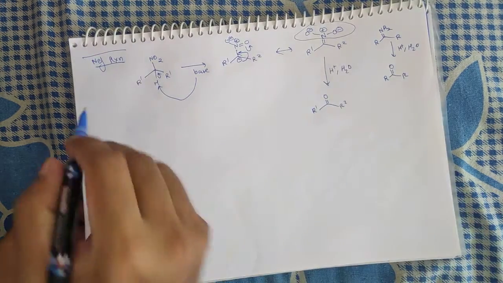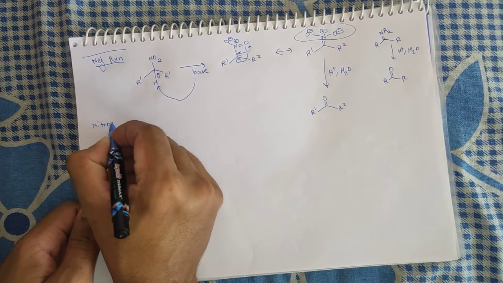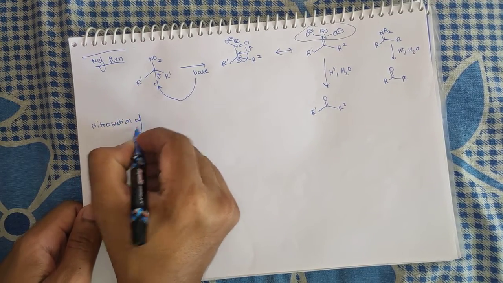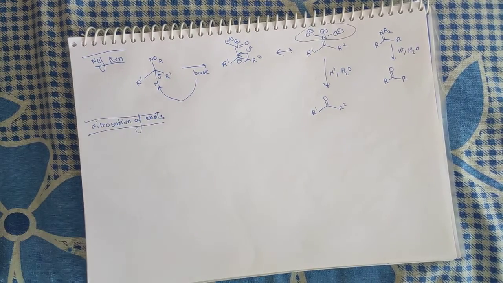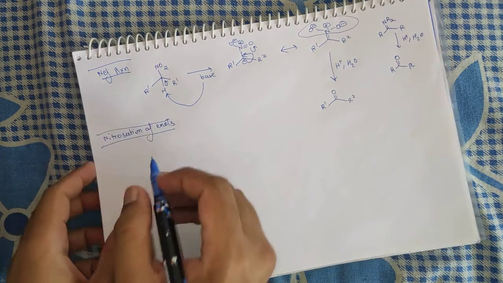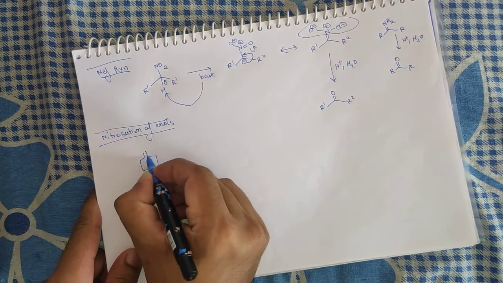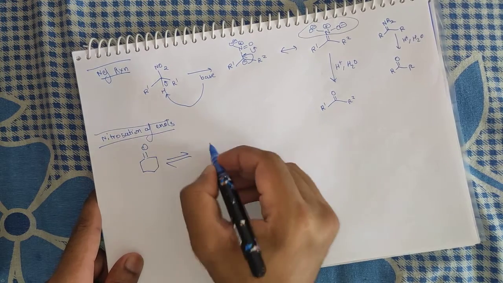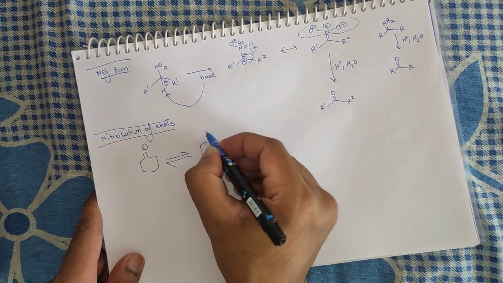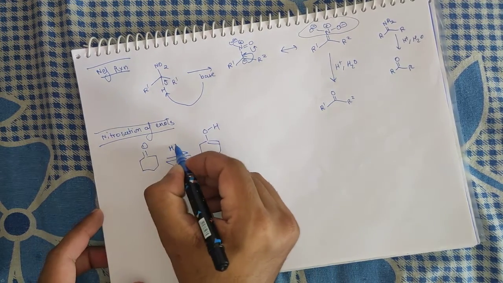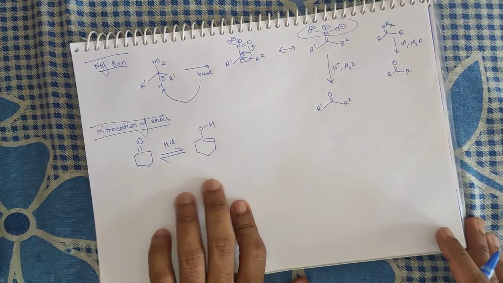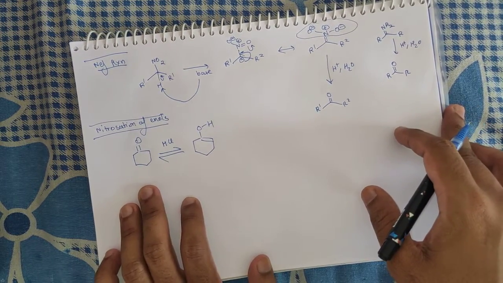The next we have nitrosation of enols. Okay, you have already studied nitrosation in the diazotization reaction, but I will be just covering nitrosation of enols. It's simple. If you have a carbonyl compound in acidic medium, it will be converted into its enol form, not all of it but some amount. Okay, and we have HCl here. In presence of HCl, there will be equilibrium between this enol form and this carbonyl compound.